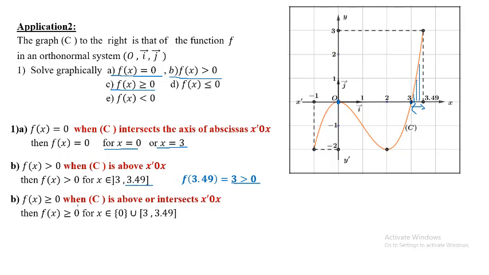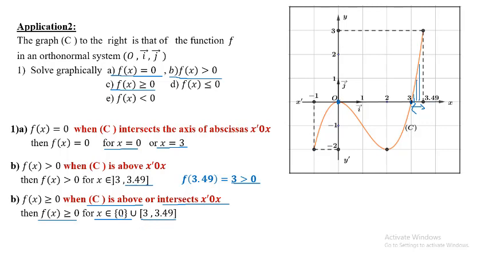It is very clear the graphical meaning of this inequality specifies the possible values of x for which C is above and intersects the x'x axis. Look at the figure. In this case, the solution of this inequality is x belonging to the singleton {0}, union the closed interval [3, 3.49].